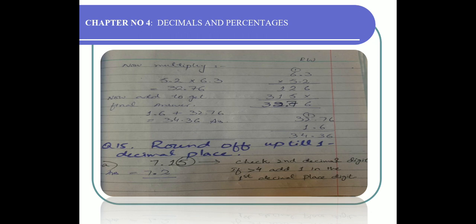The first part is 7.15. Compare the 5. 5 is greater than 4. So you have to add 1 to 1. So 1 plus 1 is 2. So the number after rounding off is 7.2.